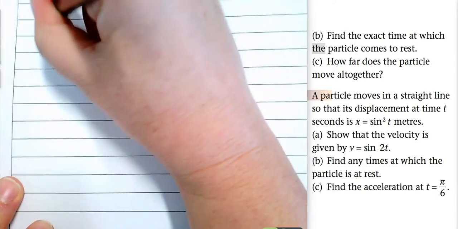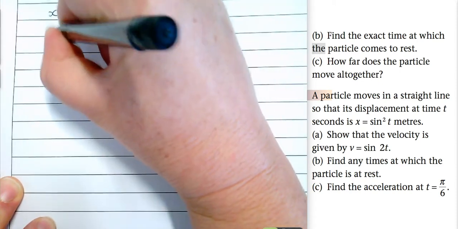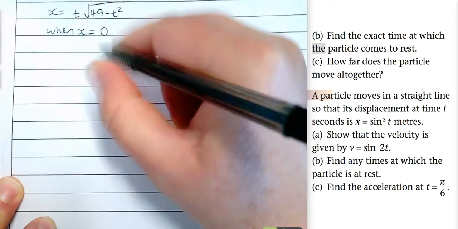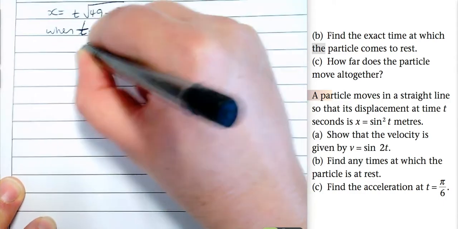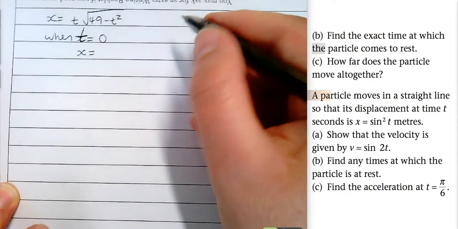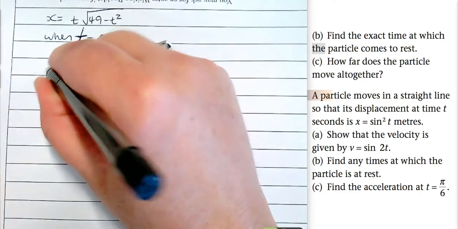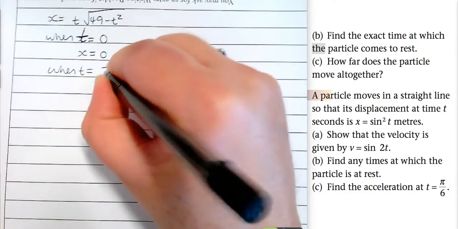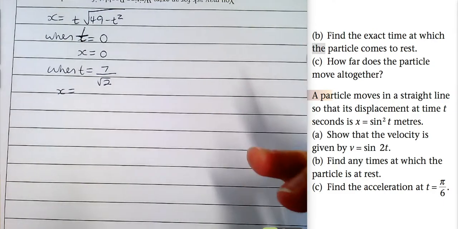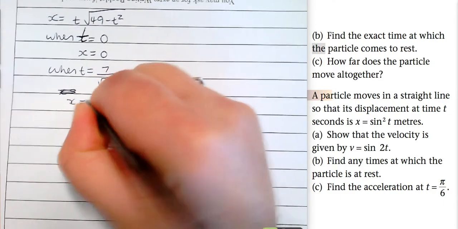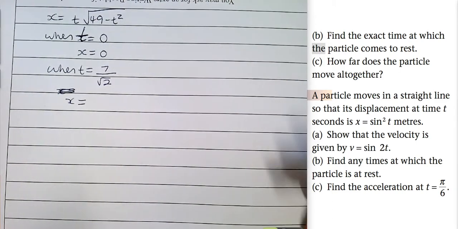So we've got x equals t times the square root of 49 minus t squared. When t is 0, x is 0 times 49 minus 0, it's 0. When t is 7 over the square root of 2, x is, what are we doing? Because it stops, it either stops and keeps going or it stops and moves the other way.